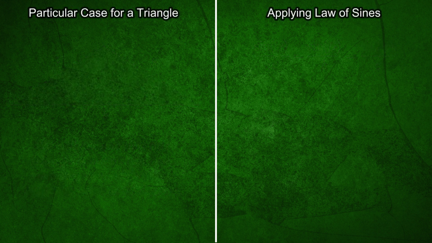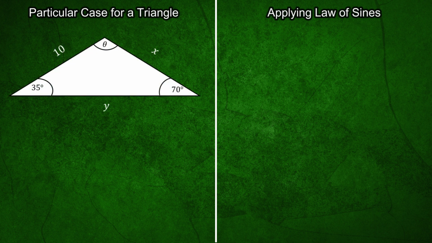Let us consider the following particular triangle, which is not right. We can notice that the given angles are 70 degrees and 35 degrees. Remember that if you want to find the angle theta, we can use the fact that theta plus 35 plus 70 is equal to 180. Thus, we can solve for theta and find that theta is equal to 75 degrees.